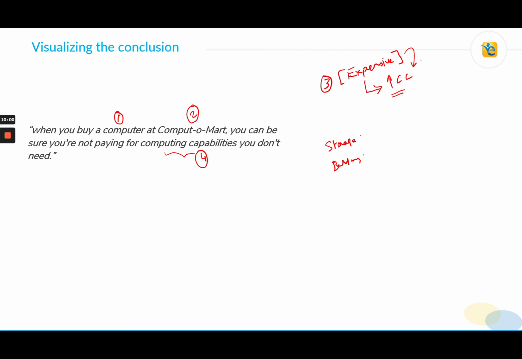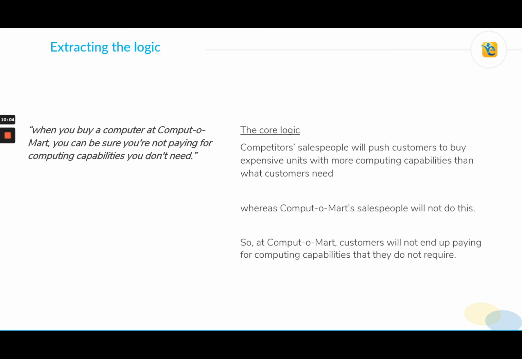We have unpacked the conclusion. Now let's spend a little bit of time understanding the logic a little better. The logic here is fairly straightforward. It's a very simple argument that way. On what basis does the author say that, hey, if you buy a computer with us at Comput-o-mart, then you will not end up paying more for computing capabilities which are excessive to your requirement? On what basis is that being said? It's purely based on the behavior aspect of salespeople. It's based on the salesperson's behavior.